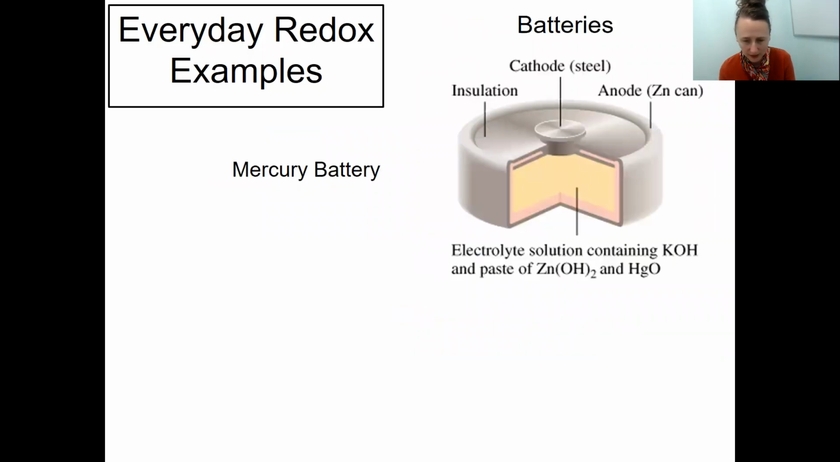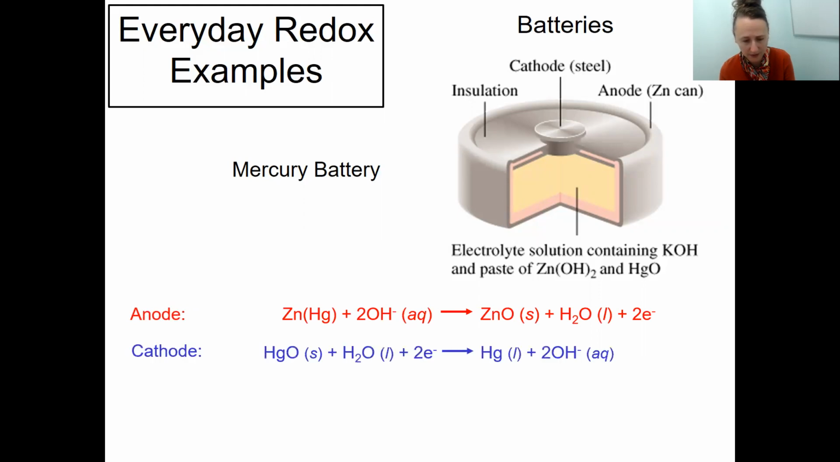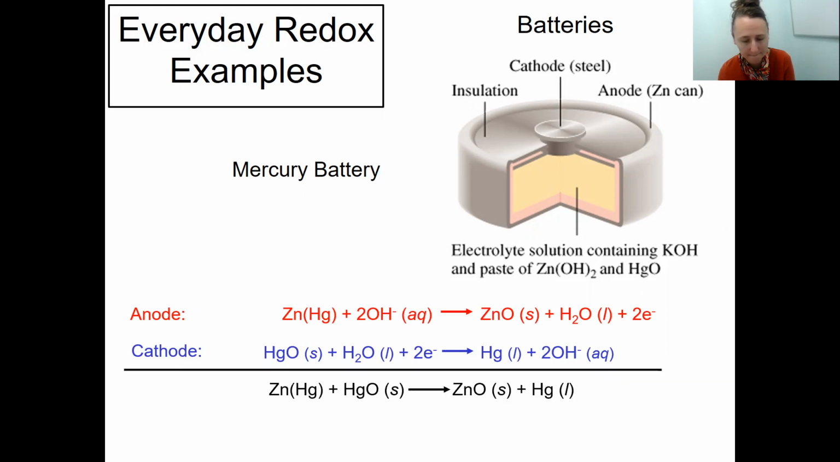All right. Your button batteries are often mercury batteries. So mercury is a hazardous substance, so that's why you have to be so careful with the mercury batteries, because one of the products is actually mercury. So you get your two half reactions and your overall reaction here.